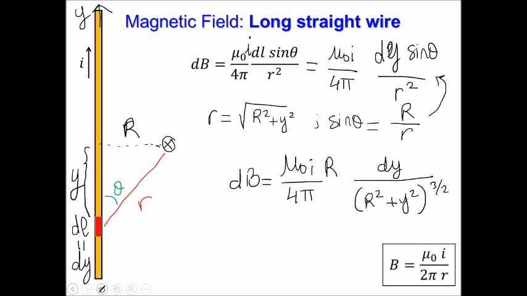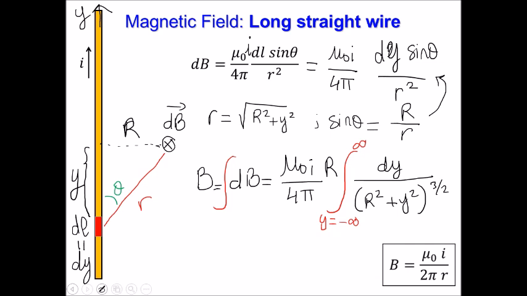All these dB fields are in the same direction, into the board here, so I can just add them up. So the field will be the integral of dB. All these are constants, so that's the integral of dy over R squared plus y squared to the power 3/2. Since the wire is infinitely long, y varies from minus infinity to plus infinity.